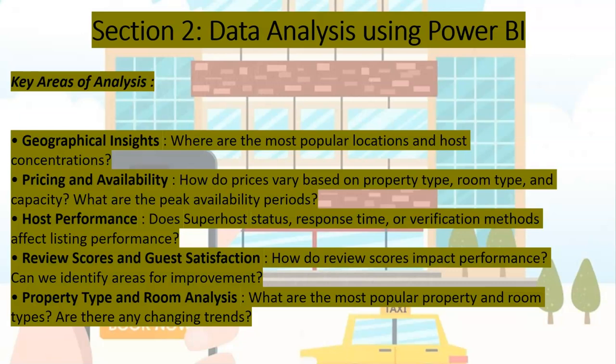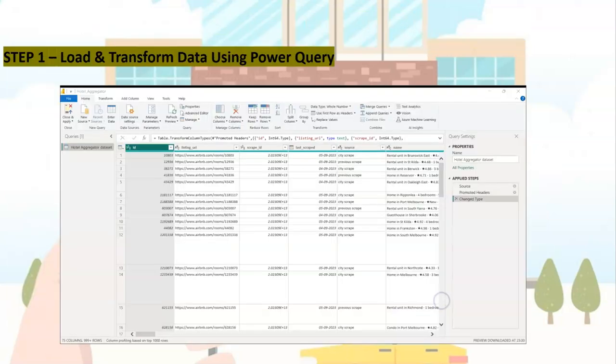Host performance, which will tell us the superhost status, response time, or verification methods that affects the listing performances. Review scores and guest satisfaction, which will tell us how do review scores impact performance. Can we identify areas of improvement? Property type and room type analysis. In this type of analysis, we will be answering questions like what are the most popular property and room type? Are there any changing trends?